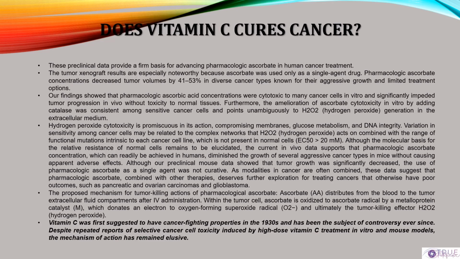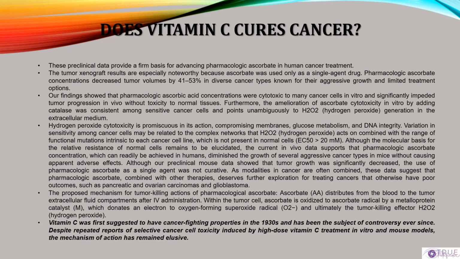Variation in sensitivity among cancer cells may be related to the complex networks of hydrogen peroxide action combined with a range of functional mutations that are intrinsic to each cancer cell line, which are not present in normal cells. Although the molecular basis for the relative resistance of normal cells remains to be elucidated, the current in vivo data support that pharmacologic ascorbate concentrations, which can readily be achieved in humans, diminished the growth of several aggressive cancer types in mice without causing apparent adverse effects.